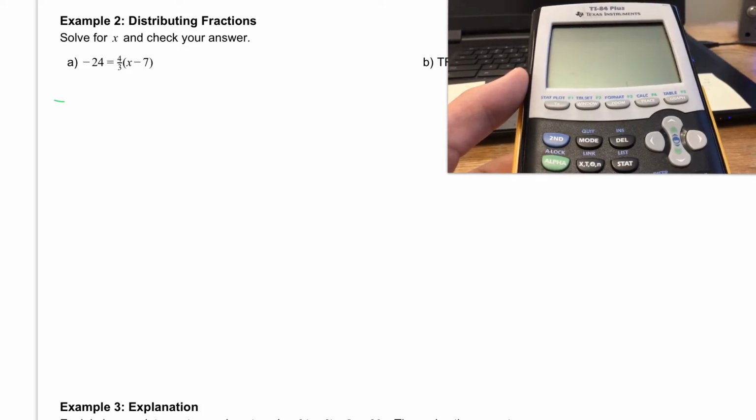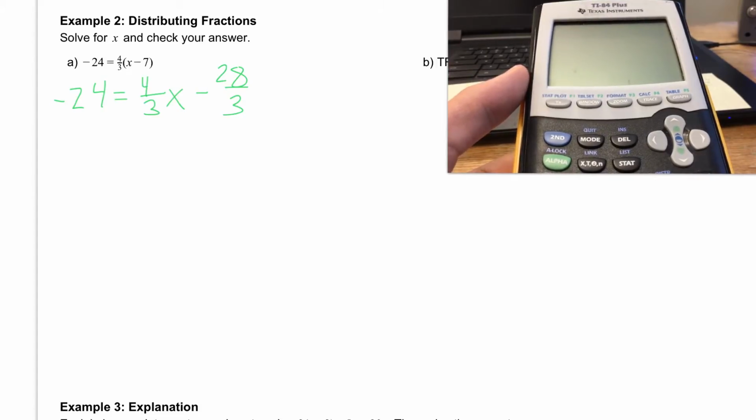In example 2, we are going to solve equations that deal with fractions that need to be distributed. So in letter A, the first thing we want to do is distribute this 4/3. So we get negative 24 equal to 4/3 times x, and 4/3 times a negative 7 is a negative 28 over 3. Now I want you to take a second and look at the calculator.